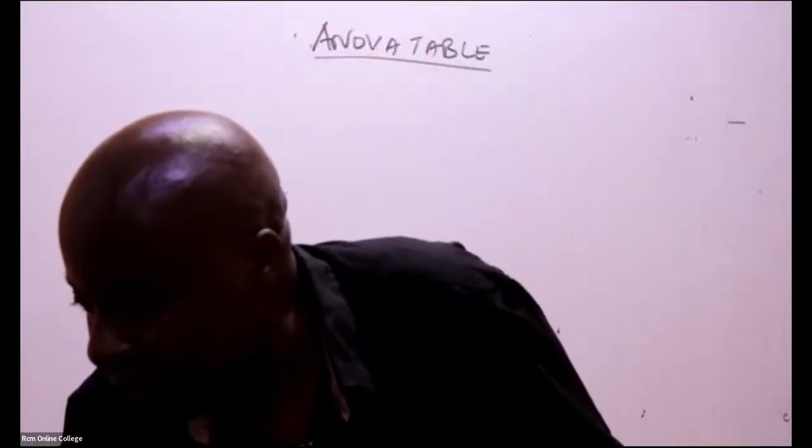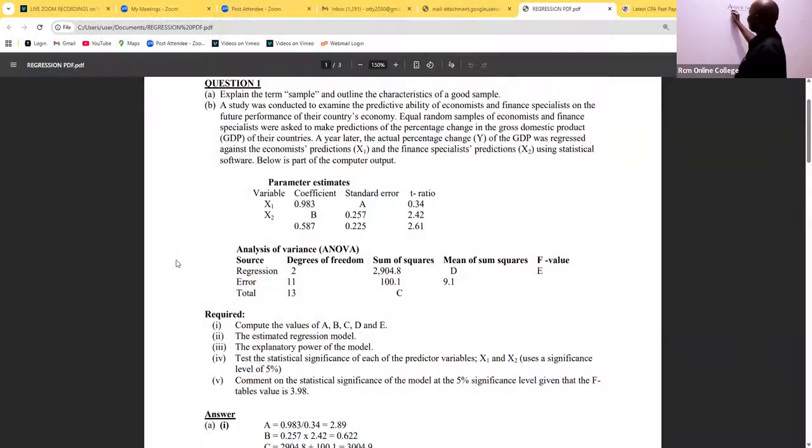So in this ANOVA table, what are they giving us? They have given us source. We have two sources. We have a regression source, which is what you also call explained. And then we have error source, which is what we also call unexplained variance. And then we have our totals here.